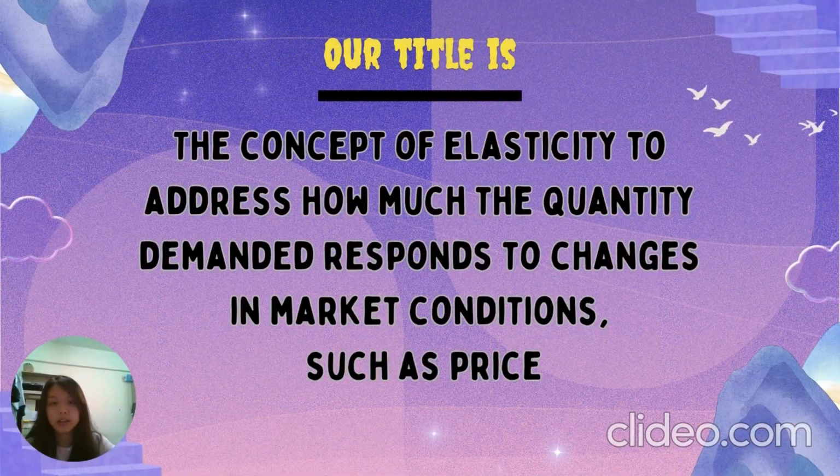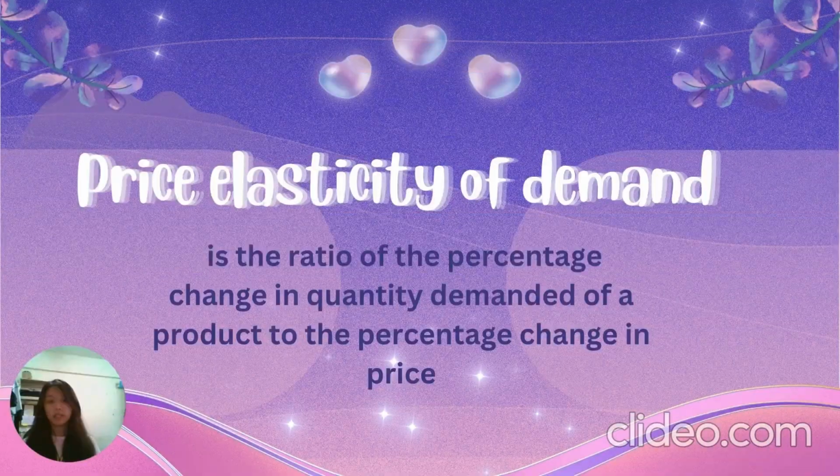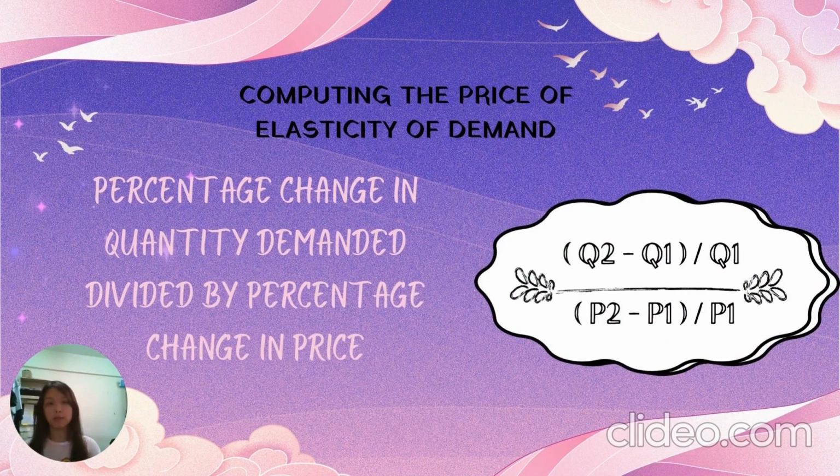Our title is the concept of elasticity to address how much the quantity demanded responds to change in market conditions, such as price. This video is prepared only for educational purpose. Price elasticity of demand is the ratio of the percentage change in quantity demanded of a product to the percentage change in price. Computing the price elasticity of demand: percentage change in quantity demanded divided by percentage change in price means Q2 minus Q1 over Q1, divided by P2 minus P1 over P1.